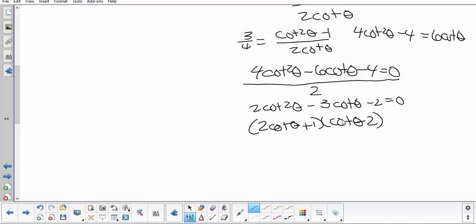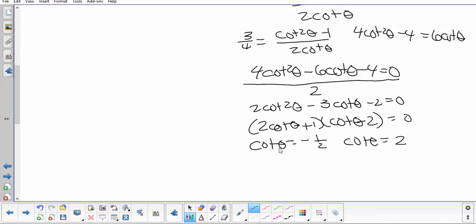So if we were to multiply this together, the 2 cotangent times cotangent gives us the 2 cotangent squared. 2 times 2 would be negative 4, plus 1 gives us the negative 3 in the middle, and then 1 times negative 2 is negative 2. So this is our factoring, equals 0. So when we solve, we get cotangent of theta is equal to negative 1/2, and cotangent of theta is equal to 2.